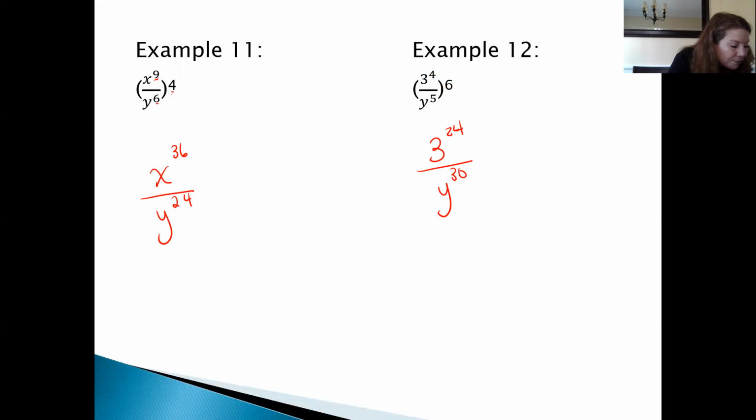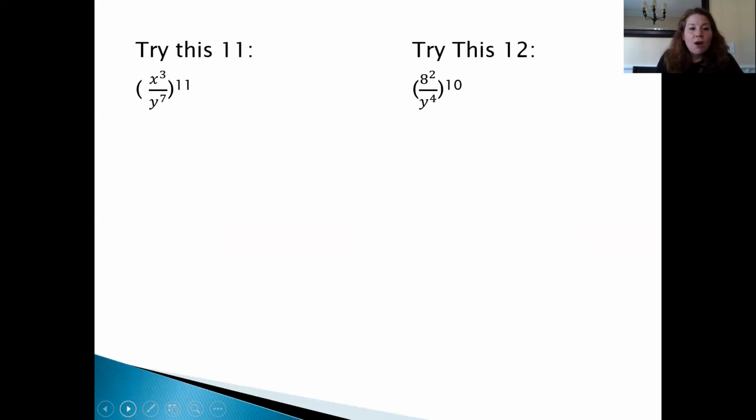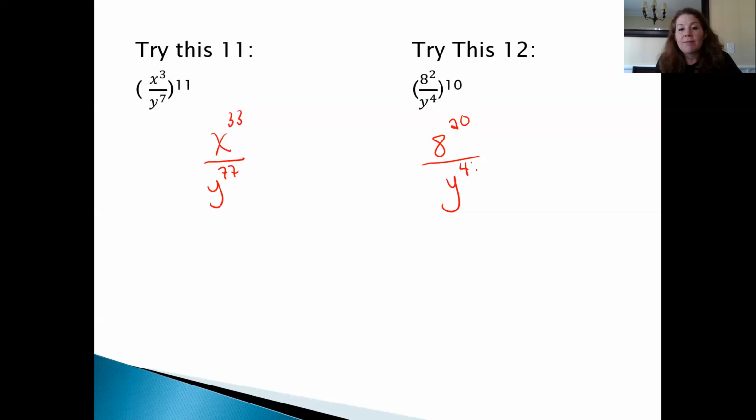What is it? Oh my goodness, I'm not even writing that. That's such a big number. It goes off my calculator screen. But in reality, we would want to simplify that unless the directions say to leave it in exponential form. All right, so if you guys multiply those, pause the video, do it yourself. So we have x to the 33rd over y to the 77th. And here we have 8 to the 20th, which is a huge number, over y to the 40th.